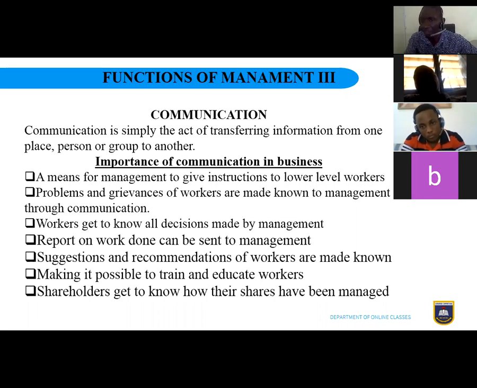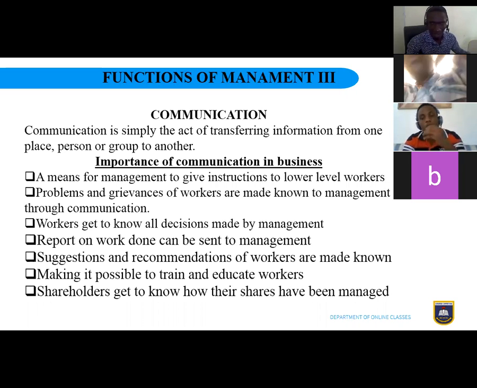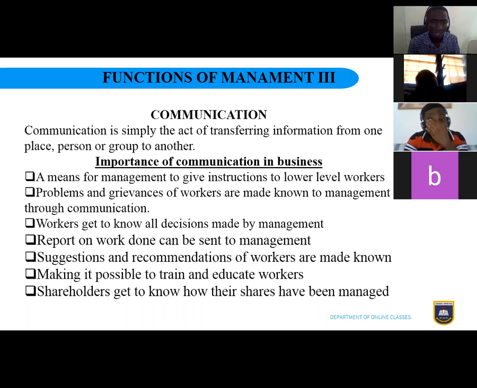So you can have a conference, a workshop or a seminar. When they meet, management educate and train workers on what they must do. They train them. And that is done through communication process. The last point we have here is that shareholders get to know how their shares have been managed.